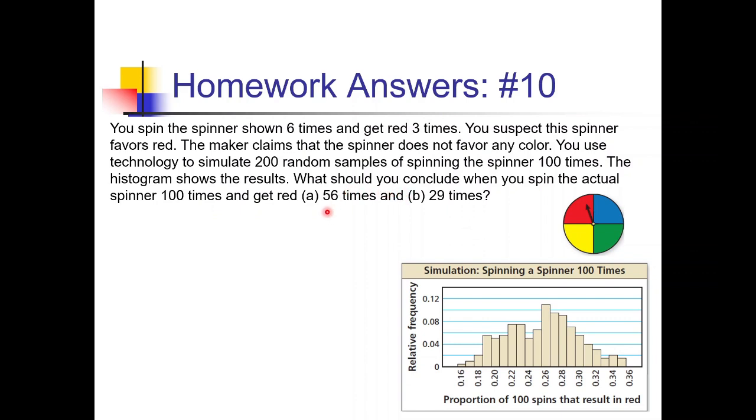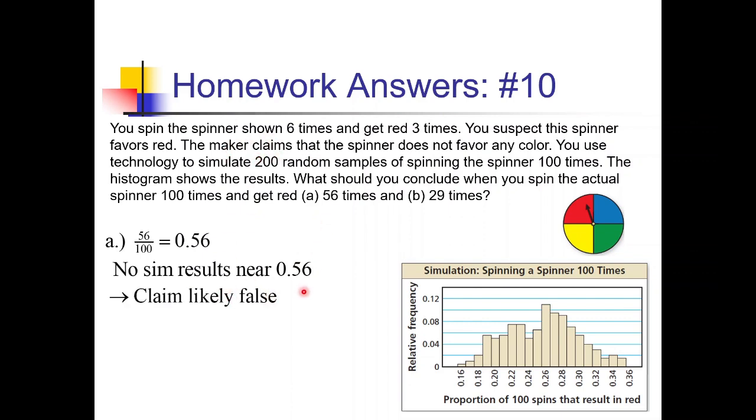So 56 reds and 29 reds. Let's do the 56 first. The proportion of red there is 56 over 100, which is 0.56. Comparing that to the results from our simulations, 0.56, well, that's not even represented here. There's no simulation results that even came close to 0.56. Since there's no simulation results near that, that most likely shows that the maker's claim is false. This is not a fair spinner.